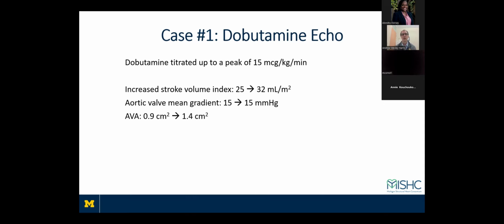And with this, we saw that his stroke volume index increased from 25 to 32 mils per meter squared. The mean gradient actually didn't really change much. It stayed at 15. But we did see that the valve area increased from 0.9 centimeters squared up to 1.4 centimeters squared. And so what would be the diagnosis based on this?